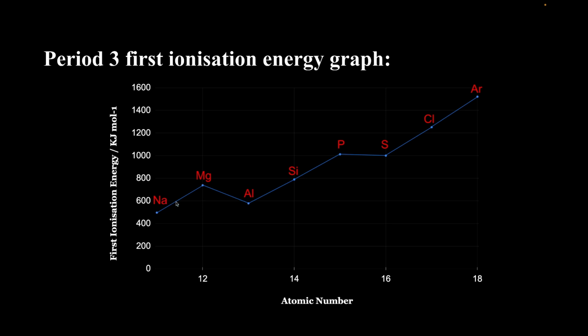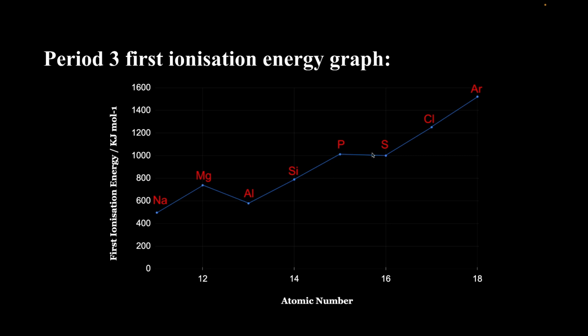So you'll see here that generally speaking there's an increase in the first ionization energy across period 3. You can see that sodium has the lowest first ionization energy and argon has the greatest first ionization energy. But you will notice 2 particular exceptions. First being magnesium and aluminium, and the second being phosphorus and sulfur. The magnesium and aluminium exception is noticeable, but the phosphorus and sulfur exception is also there, although it's much smaller.